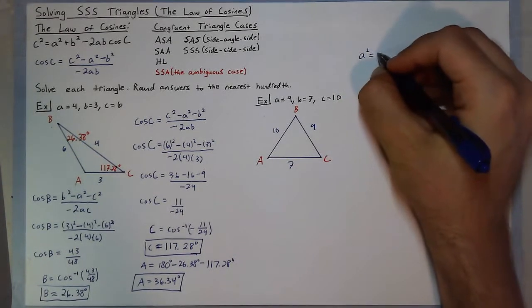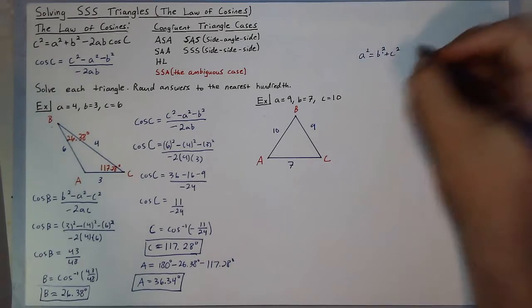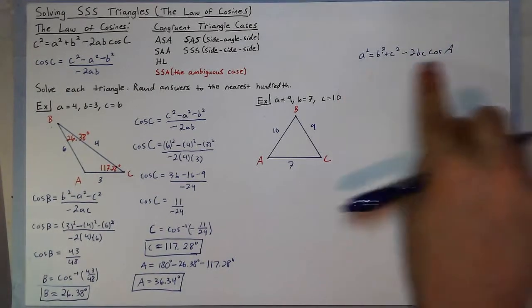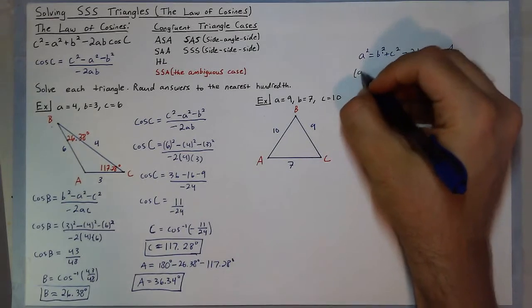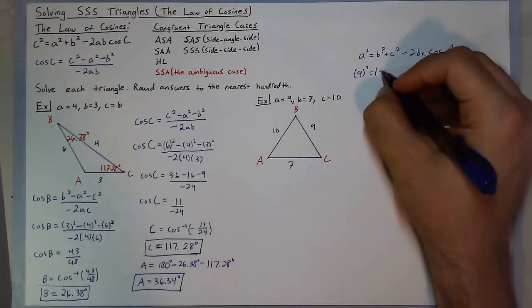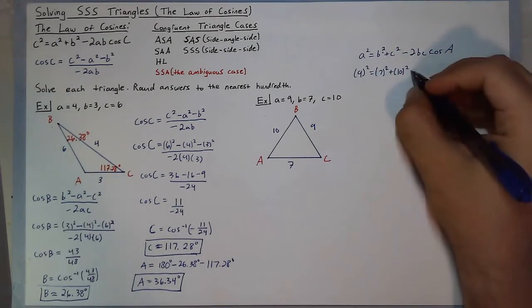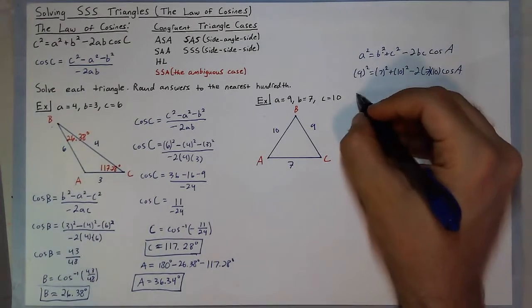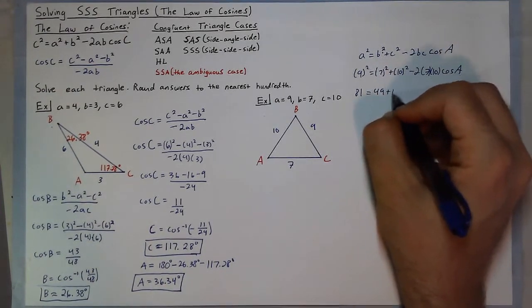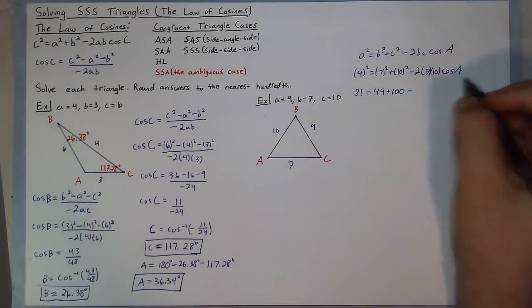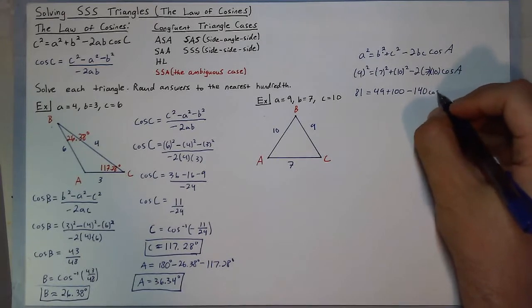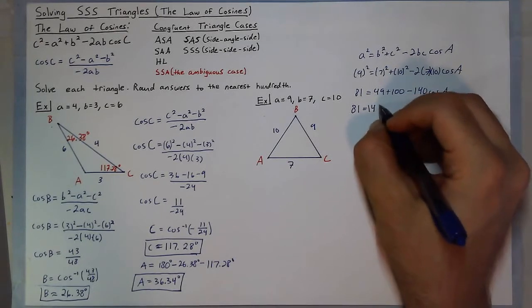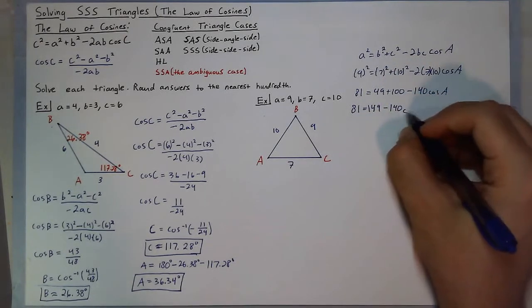A squared is equal to B squared plus C squared minus 2BC cosine of A. And again, I'm looking for angle A, but I'll plug in all the information that I know, which will be 9 squared is equal to 7 squared plus 10 squared minus 2 times 7 times 10 cosine of A. I'll simplify, so 81 is equal to 49 plus 100 minus 2 times 7 times 10, which would be 140 cosine of A, giving me 81 is equal to 149 minus 140 cosine of A.